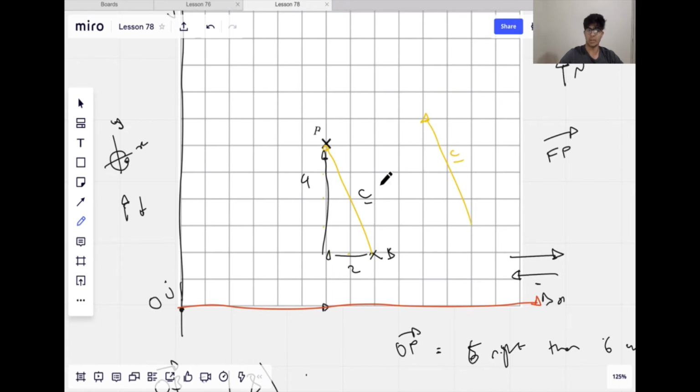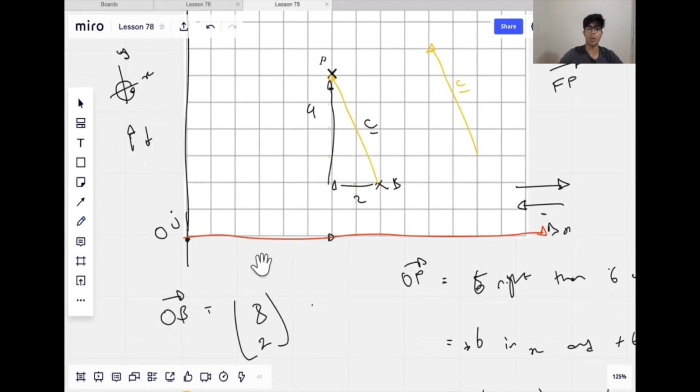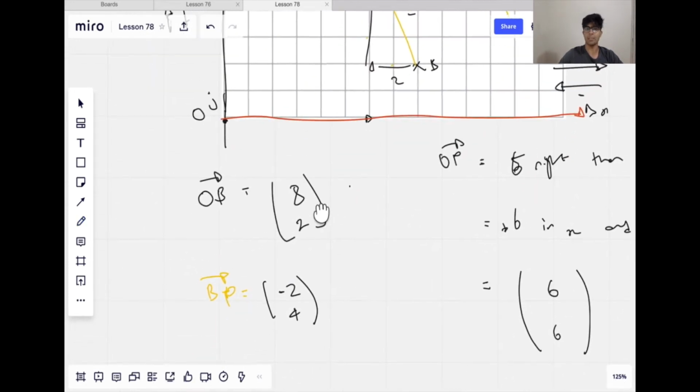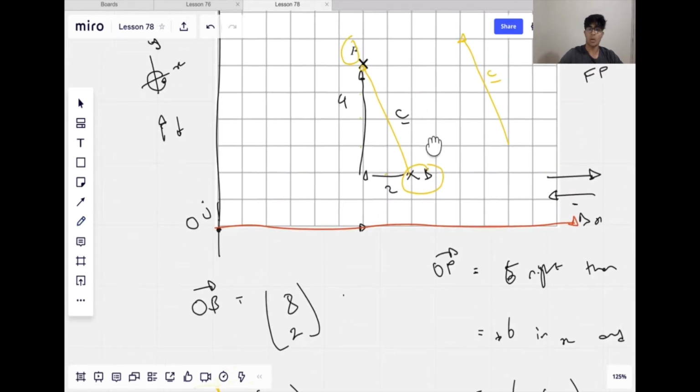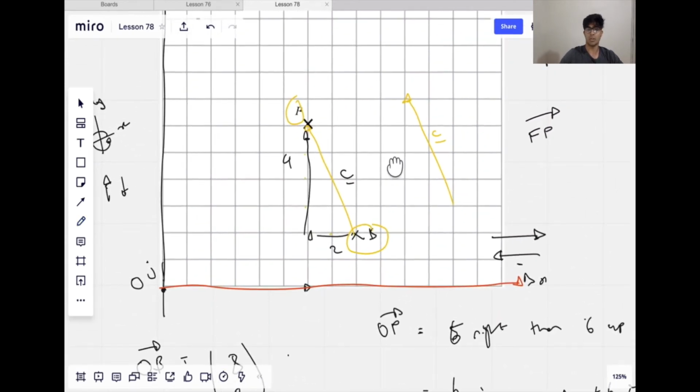The vector C is not specific about where you start and where you end, whereas BP is specific. BP is saying this is the vector which starts at the point B, and ends up at the point P, which is here. Whereas C is just describing the motion of going minus 2 and then 4. C is just telling you from whatever general point you might be, if you want to travel the vector C, you have to go minus 2 and then up 4.